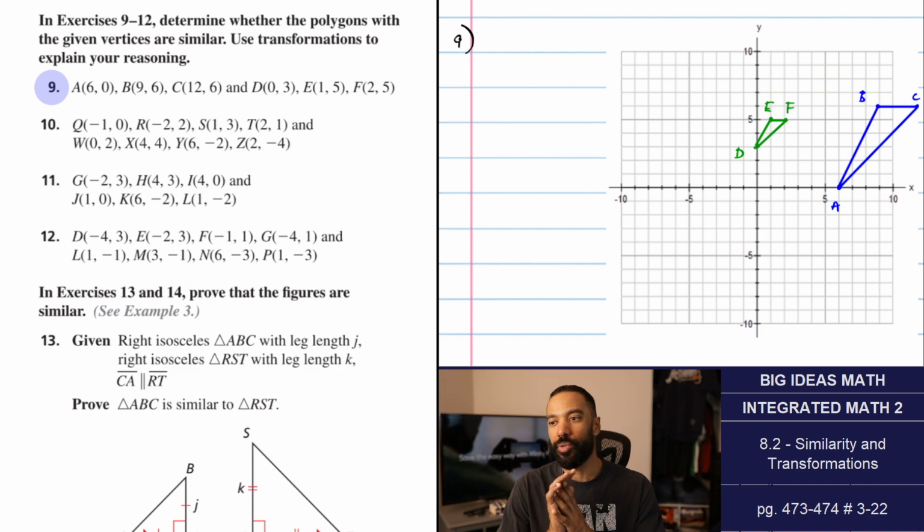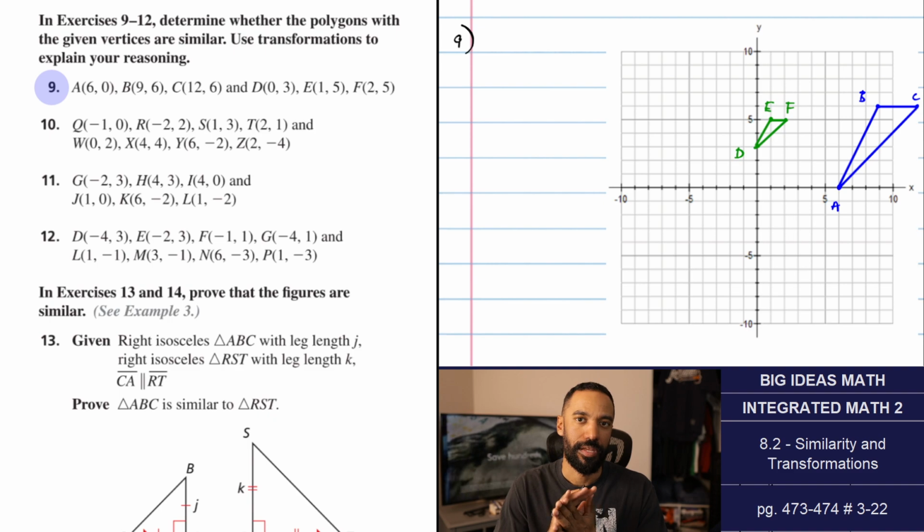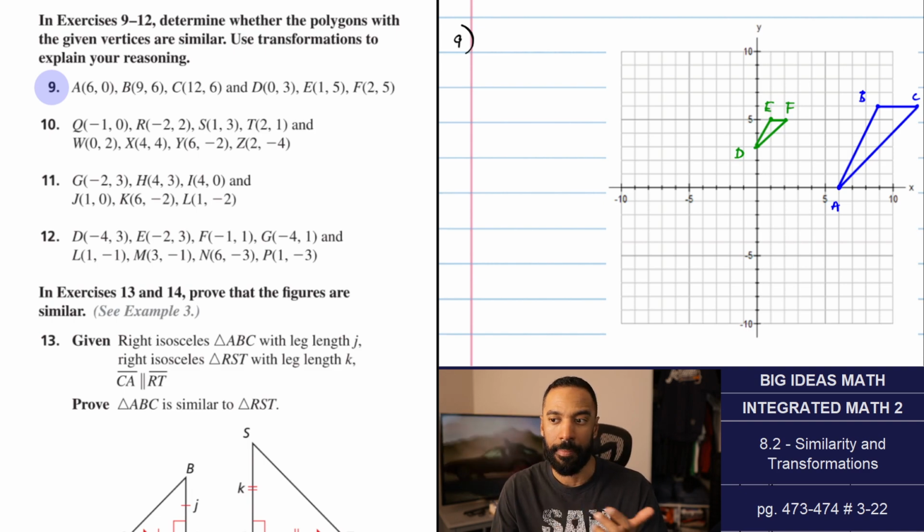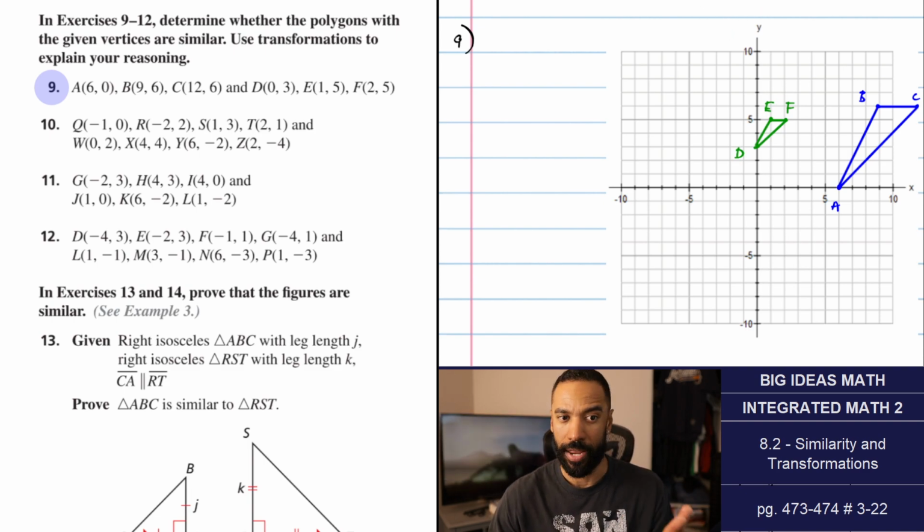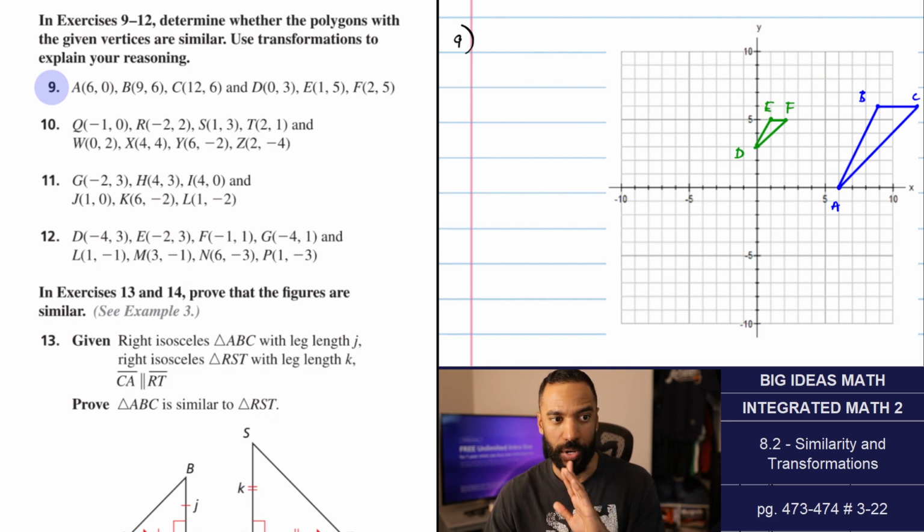Now, the next part is you can choose which order you want to do this. But because it seems like there's no reflection or rotation, translations are possibly a part of it. I mean, there's more than one answer, by the way. It says use transformations to explain your reasoning, but there's potentially more than one answer.